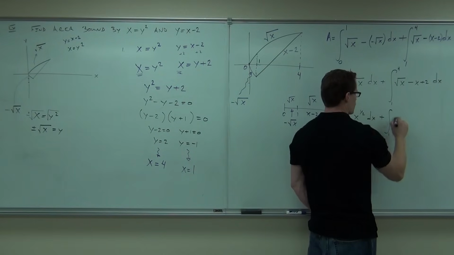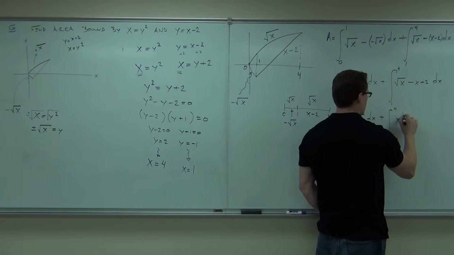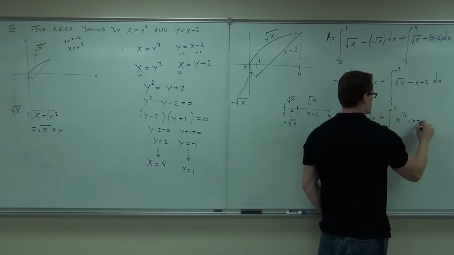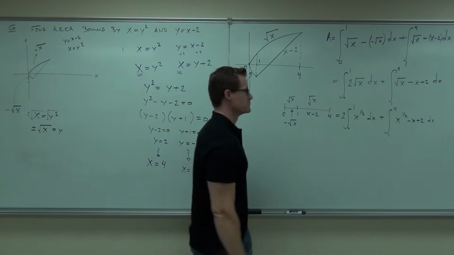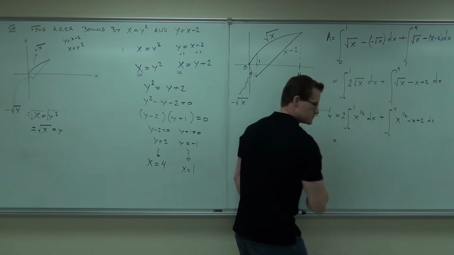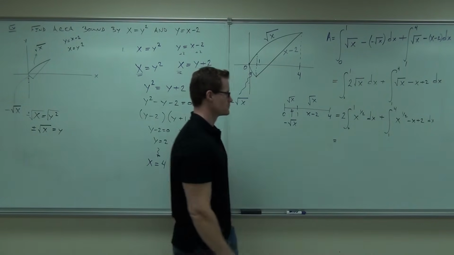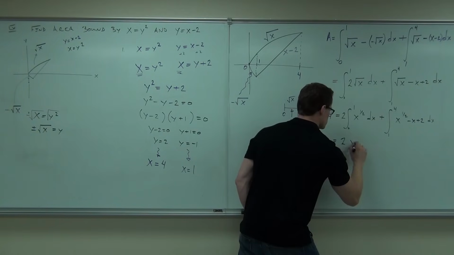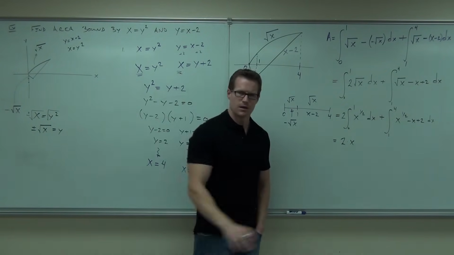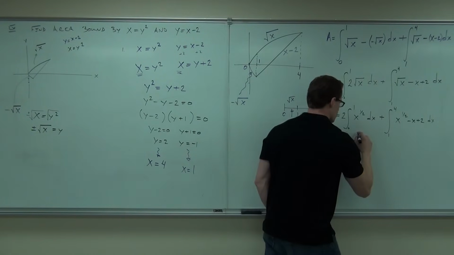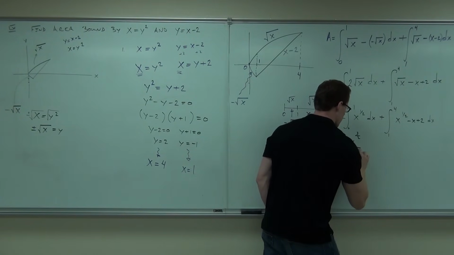The next one I'll have from 1 to 4, but I'll have x to the 1/2 minus x plus 2 dx. Oh, x to the 1/2. Don't forget we're adding and dividing. 3/2 over 3/2.